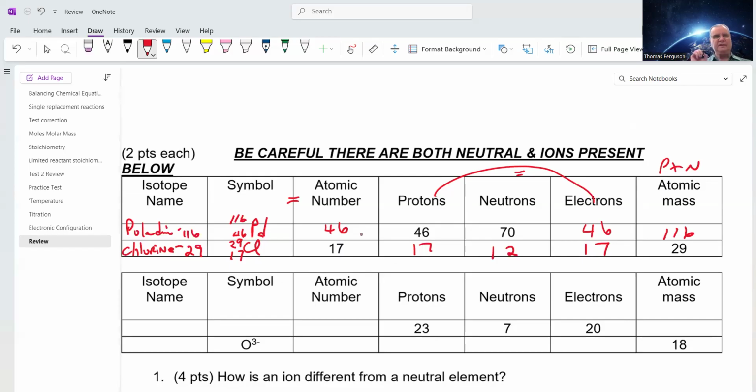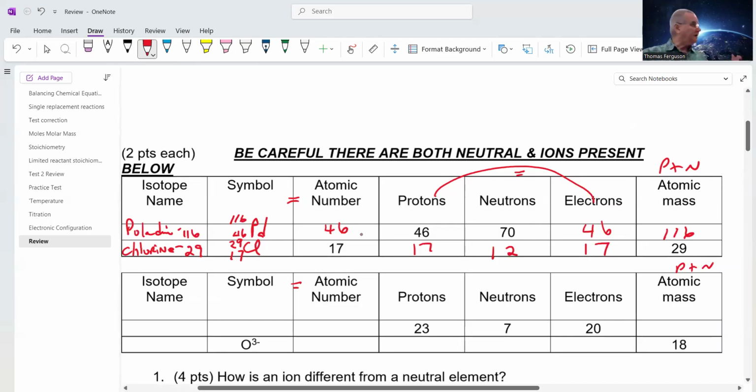Now, this is an easy way to get points on this test, making sure you're comfortable with this table. Let's drop down to the next one. What's different between these two? These are going to be the same, just like above. This is P plus N, like above. What's different are electrons, only electrons. Protons never change, only electrons.